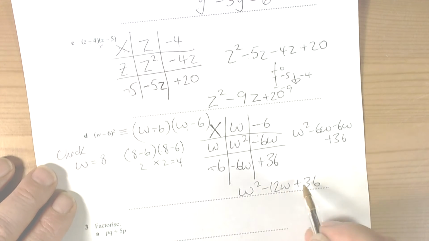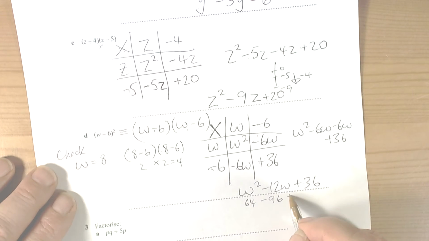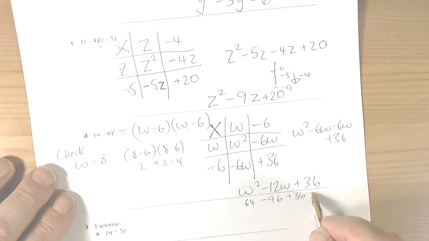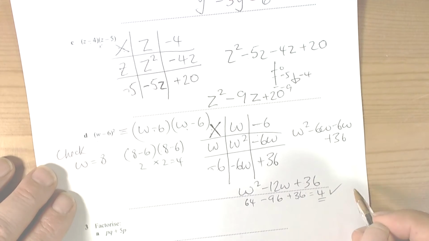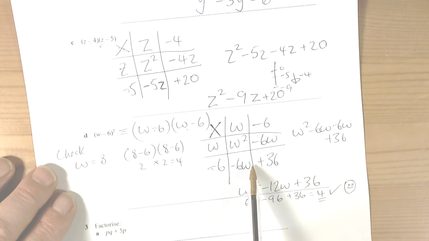If I then put 8 into here, then 8 squared is 64. 12 eighths are 96, so we end up doing 64 take away 96 plus 36. Well, 64 plus 36 is 100. 100 take away 96 is equal to 4. So our check works. Both ways we end up with an answer of 4 in the original brackets, and when we did the final multiplication and the expansion, then it still gave us the answer of 4.